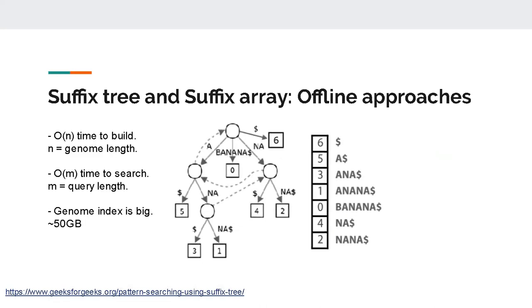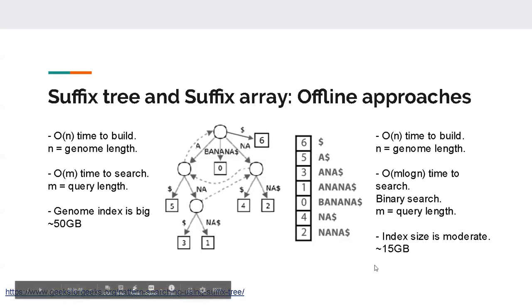So if we do an analysis on the time and the space that it would take, if we talk about the suffix tree, the time it is going to take will be proportional to the length of the genome, and also the length of the query. And let's say I tell you that this is taking 50 GB of space, a suffix array would only take 15 GB of space in this case. And the search would also become very easy. It will be a binary search. So for example, I tell you that my read is anana.